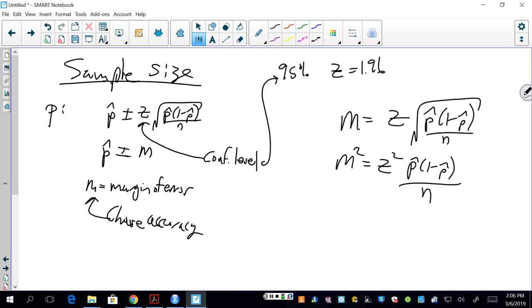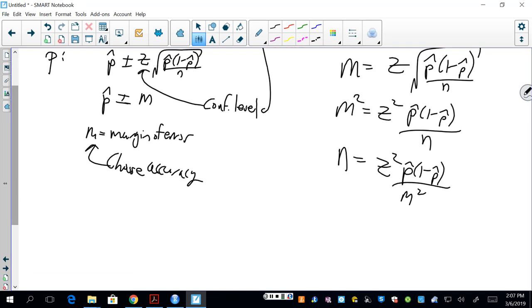If we multiply both sides by n, it will show up on one side and cancel on the other. And if we divide by M squared, it will cancel on the first side but show up on the second side. So you can rearrange this to say that n is Z squared times p times 1 minus p over M squared. You can keep the hat there for now. And so that gives us an equation so that for a given confidence level, margin of error and value of p, it will give us a sample size we should use for a study.